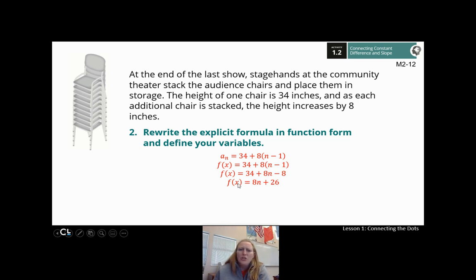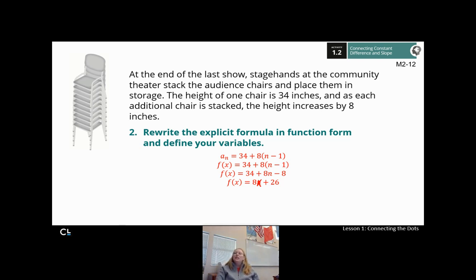Now, I should be careful here because I put an x there, and that means I really should have turned that n into an x as well. In fact, I'm going to just write over it. It's going to be tacky, but go with it. That's supposed to be an x. And I just turned it into 8x plus 26.